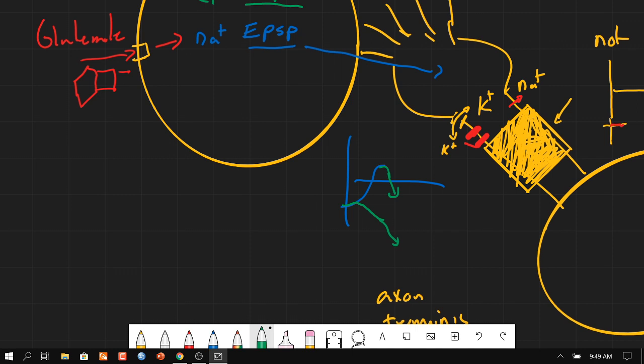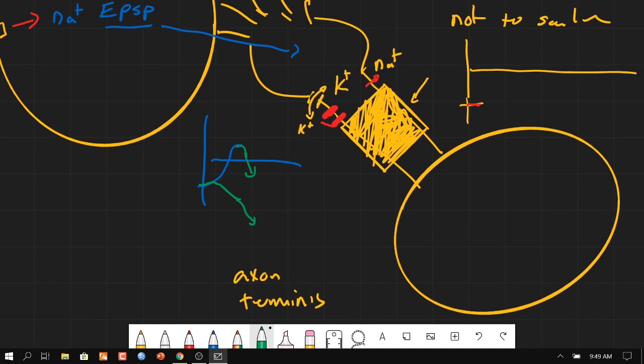So how do I decide at my axon hillock if I should send a signal or not? There's a key word.